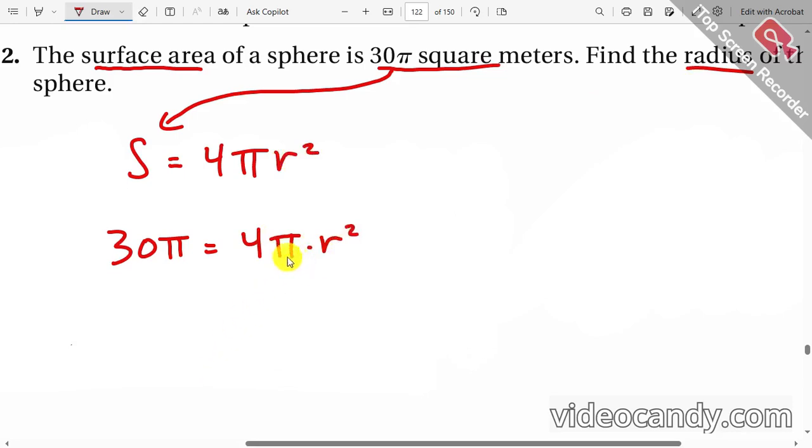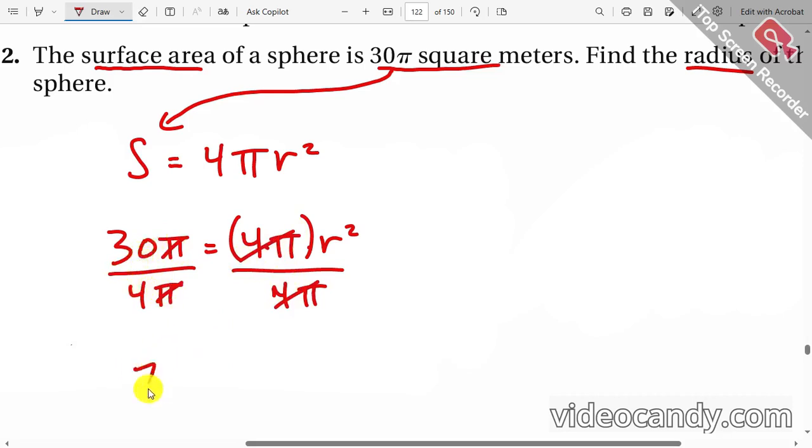All right, just like we said before, these terms are all multiplied by each other. We want to isolate R squared. The opposite of times 4 pi is divided by 4 pi. Do that to both sides. 4 pi over 4 pi cancels. Pi over pi cancels. And 30 divided by 4 is going to be 7.5.